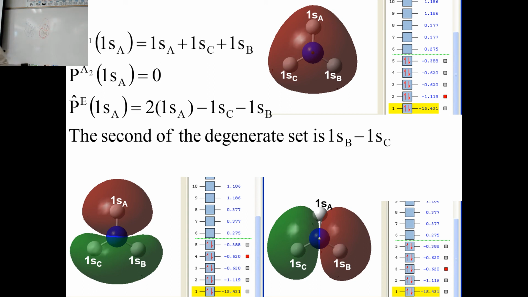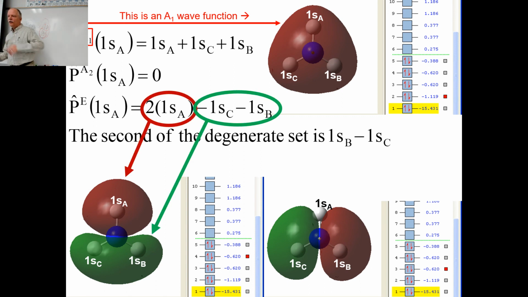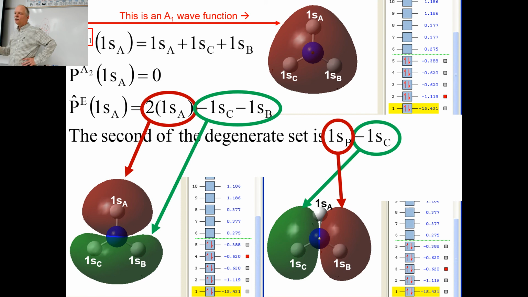So you have this setup for the E's. We have 2 times the 1SA, and then minus 1SC minus 1SB, and then this one is opposite sign for the 1SC and the 1SB. So that always works out in these different combinations of 3 things to make 2 things. You use one of them twice, and you use it not at all on the other, and then you have the same sign and then the opposite sign. So that's the projection operator, and that's where these molecular orbital pictures come from.